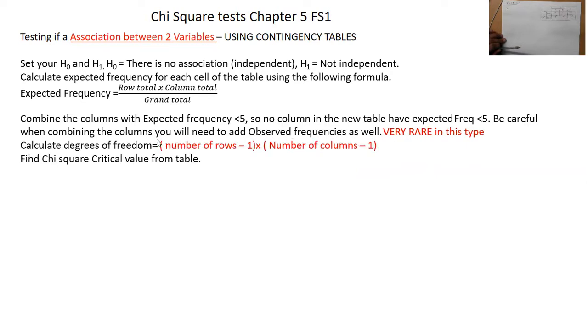Calculate degrees of freedom. This is really important. Again, second formula, memorize this, write them in the book right now before you move on to the next part of the video. Number of rows take away 1, number of columns take away 1, times them together. Find the chi-square critical value from the table, calculate the chi-square, same method, and then compare and conclude.